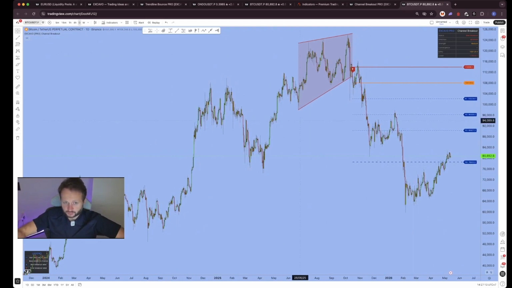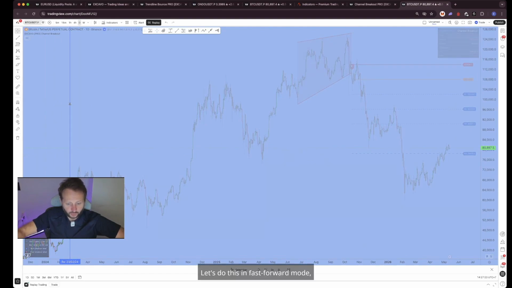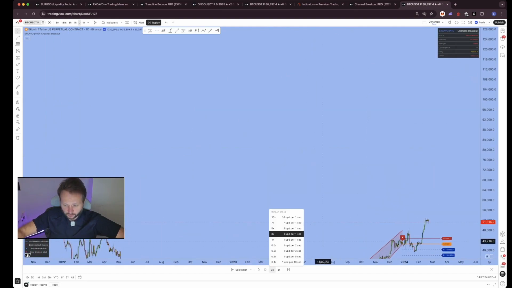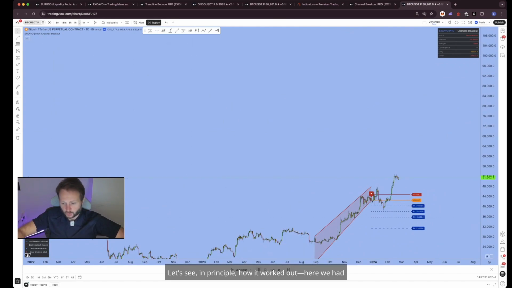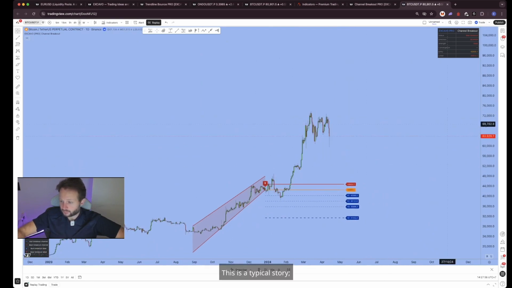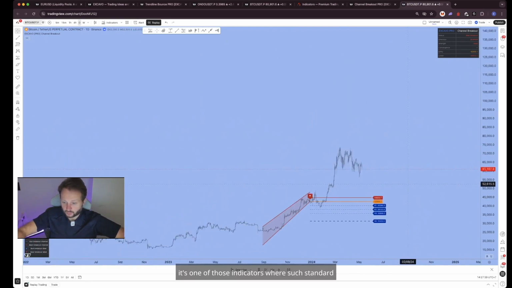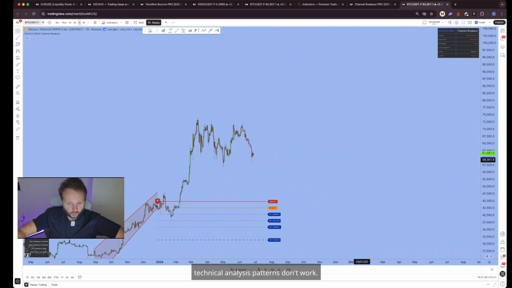Where this happened, on which chart, that is to draw it, but you can also just turn it on and take a look. Let's do this in fast forward mode. Let's see in principle how it worked out. Here we had a wedge from which the price broke upwards. This is a typical story. It's one of those indicators where such standard technical analysis patterns don't work.